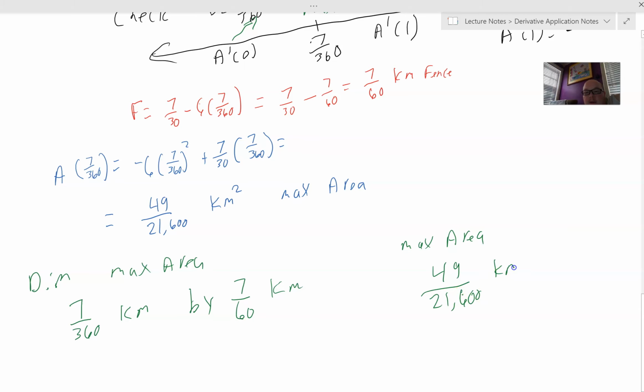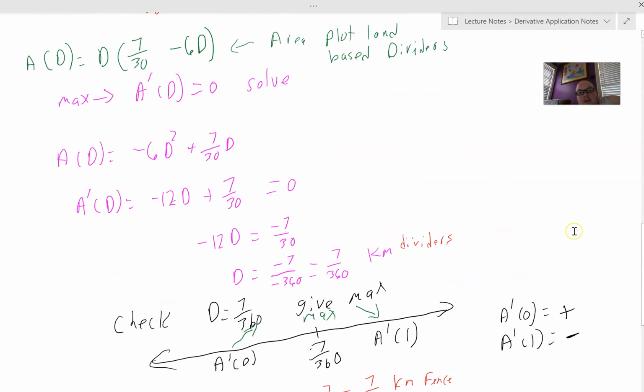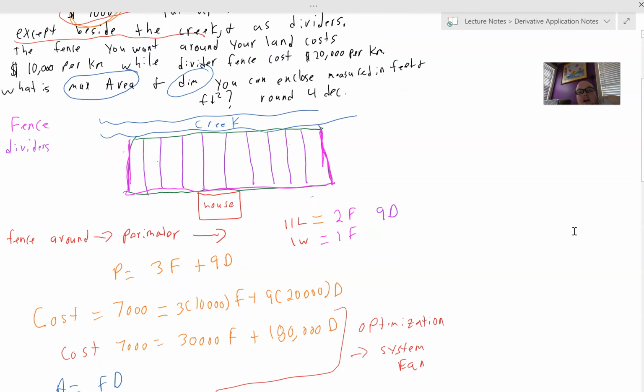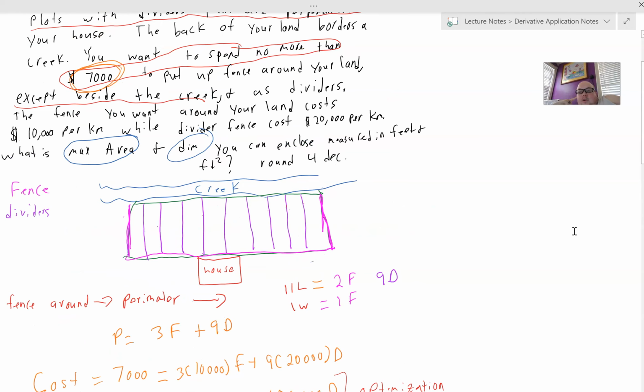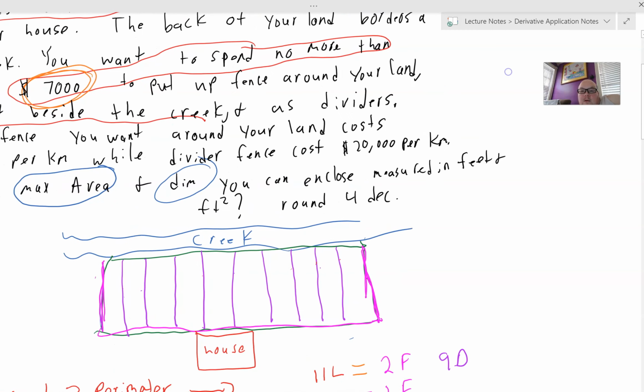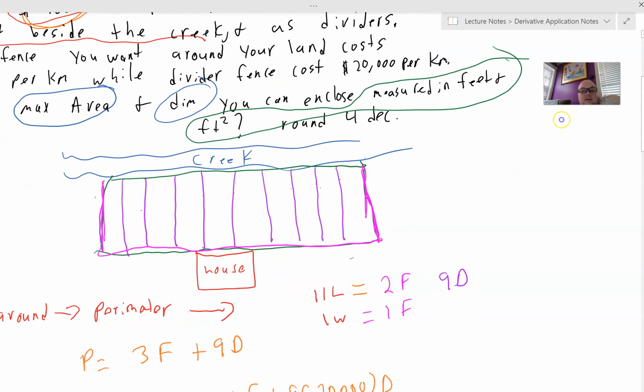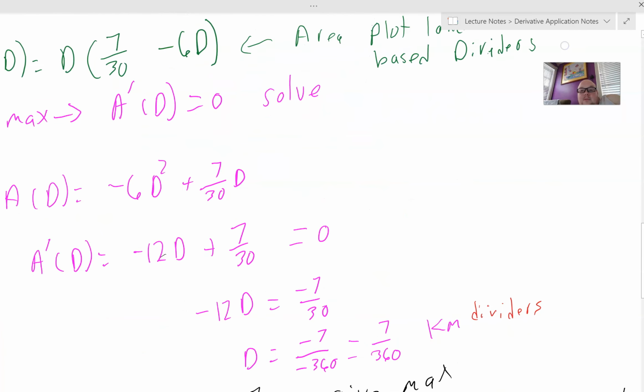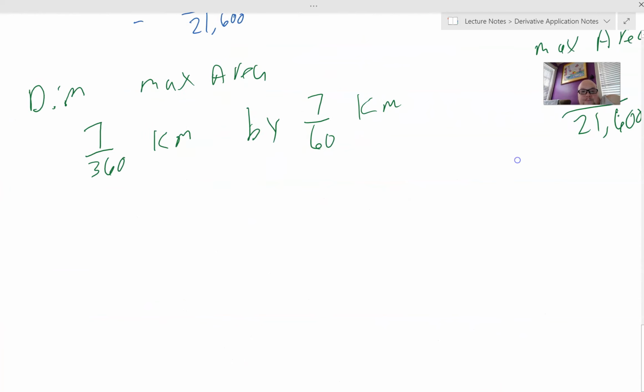600 square kilometers. Now, we got one last little thing, and you're like, oh crud, am I not done? Not quite. I believe a lot of our stuff is sold in square feet or feet. There are times, depending on the business and location, that they may use kilometers. Well, it says measured in feet and square feet. So we got to do a little bit of conversions here.